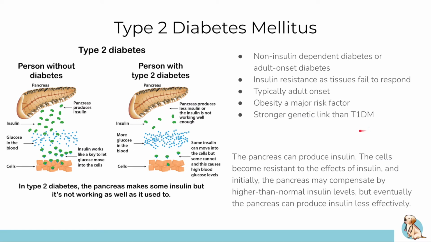Now, type 2 diabetes is also called non-insulin dependent or adult onset diabetes, where in type 1 we have the body unable to produce insulin. In type 2, the pancreas is still producing insulin initially, but there is insulin resistance because the tissues fail to respond to insulin. And so the pancreas then compensates with higher levels of insulin, working overtime, but eventually it slows and can no longer produce insulin as effectively. Type 2 has a stronger genetic link than type 1, so family history is important.